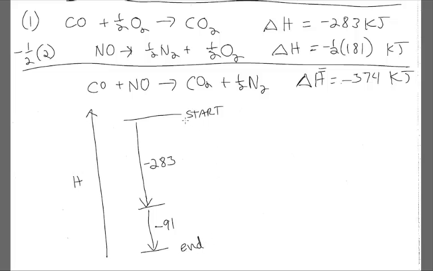And we can also say that we can go directly from start to finish, and that would be negative 374. So you can go this path in 2 steps, or you can go all in one path. It doesn't matter. The net result is the same.